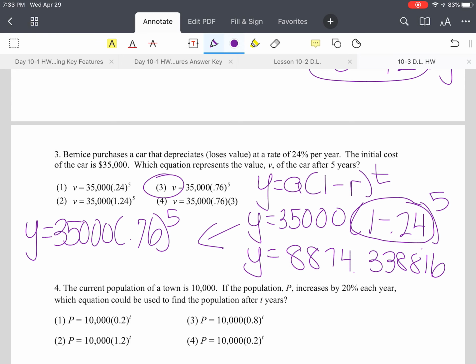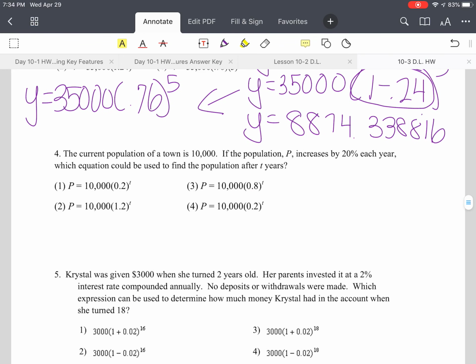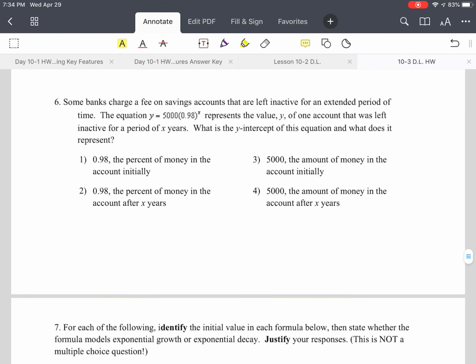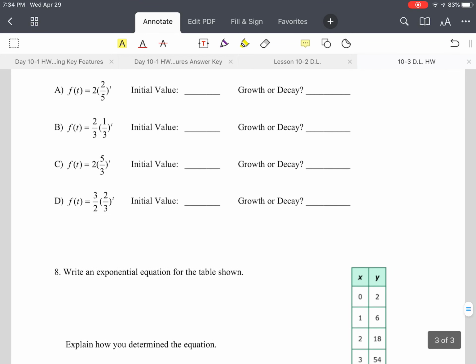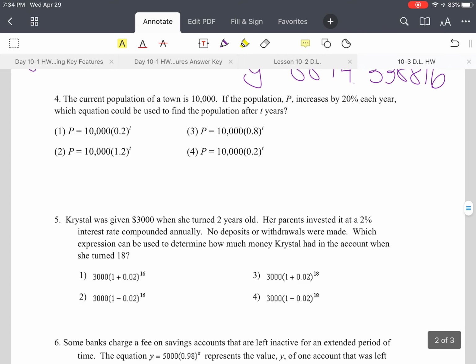So choice 3. Okay, I would like you to try the rest of these on your own. You have 3 word problems and 2 review from this unit.